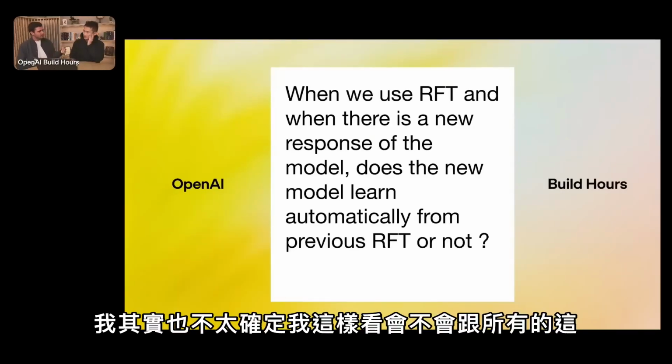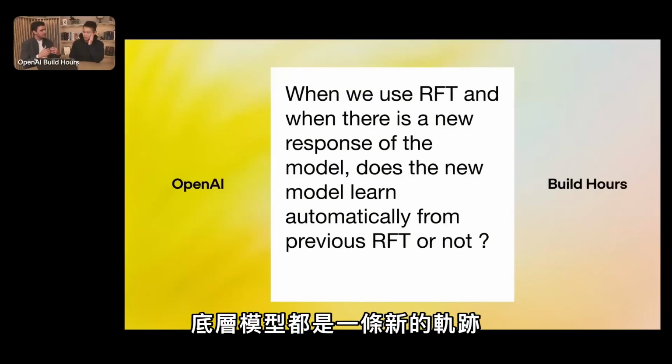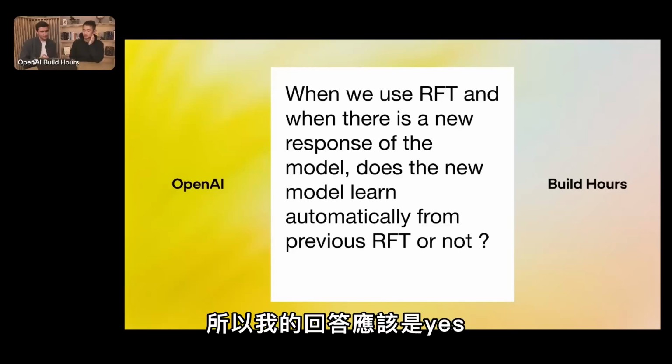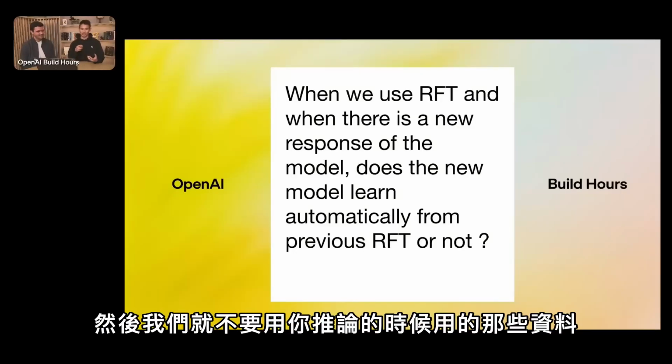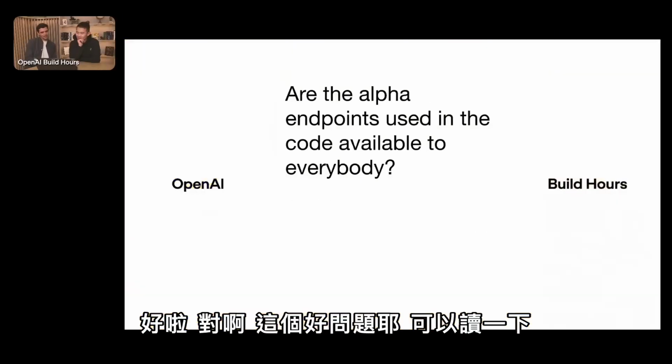The way I see it, maybe it ties in with this idea of different trajectories that we run. Technically, any new response generated by the model is a new trajectory, and we actually do leverage this when we compute the objective. So my answer would be yes, during training. But when you're doing inference, we're not using whatever you have during inference to go back and make the model better continuously. Not yet, at least. Someday.